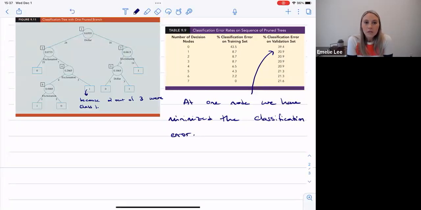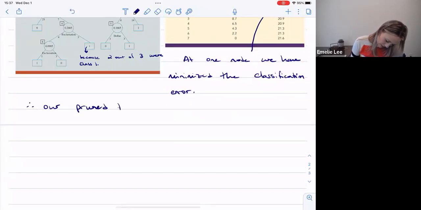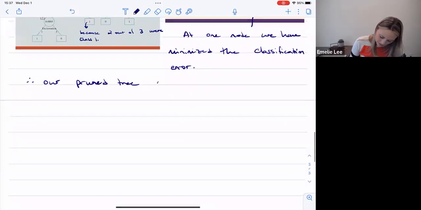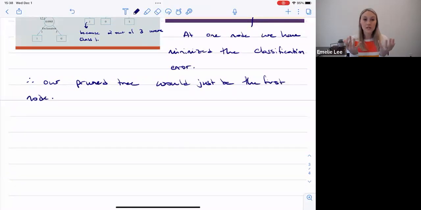Okay. Which means that our final pruned tree would be just the first node. Therefore, our pruned tree would just be the first node. So very simple. You know, we made it harder because we needed to have something to compare it to. But in this case, we were able to get away with just the first node.